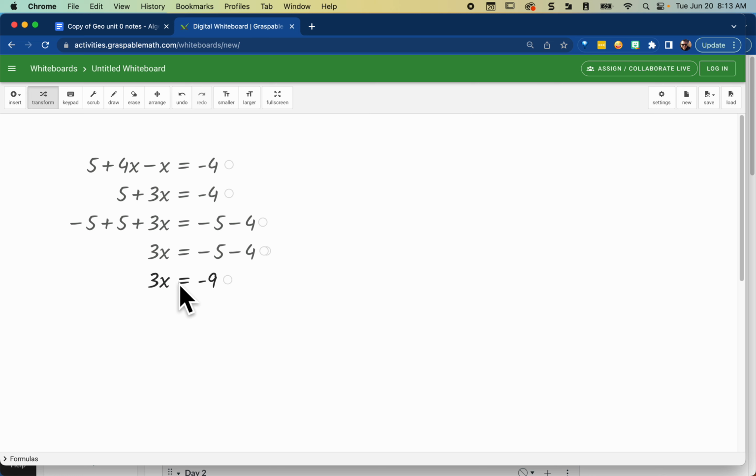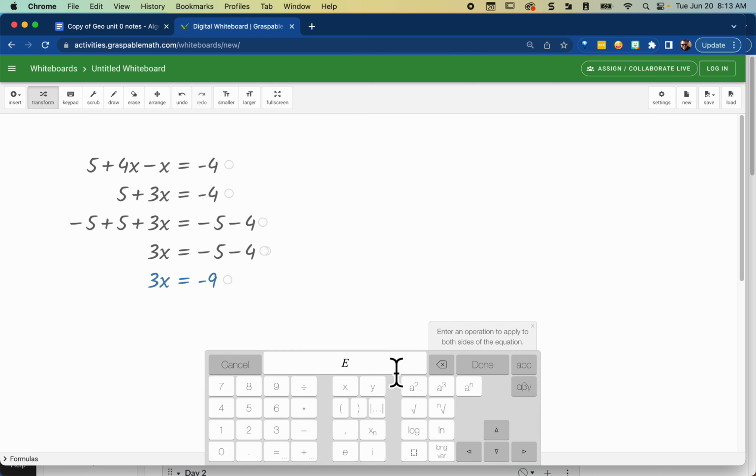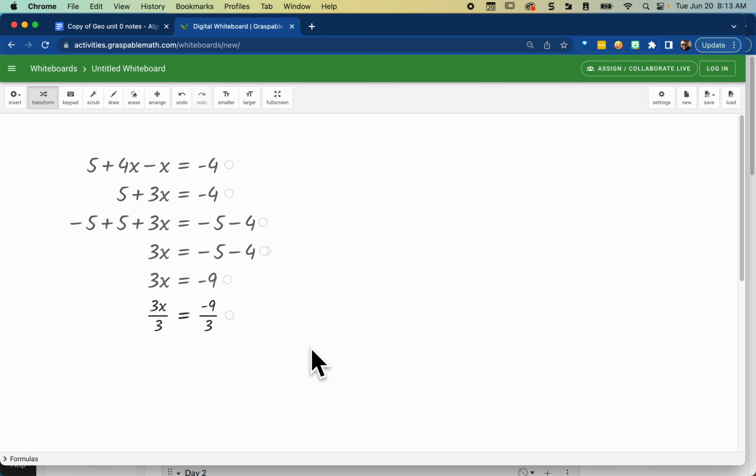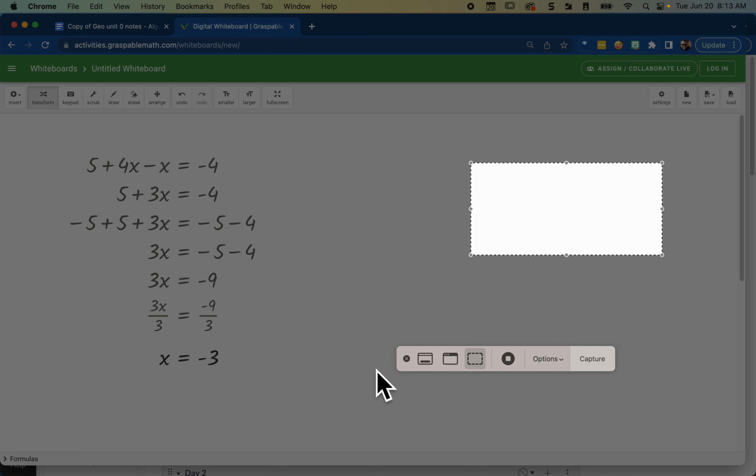In other words, 3 times a number. So I'm going to do the opposite of times, and I'm going to divide. And I can click on the 3 over 3. That makes a 1. And the negative 9 over 3 is going to make negative 3. This is what we want to get to, is when the variable is by itself. It's just x, or just the letter, whatever that letter happens to be.